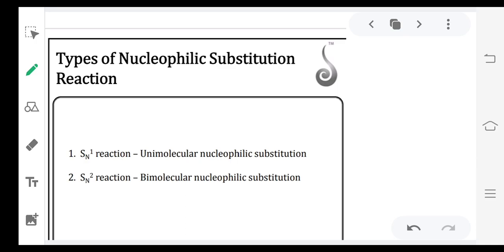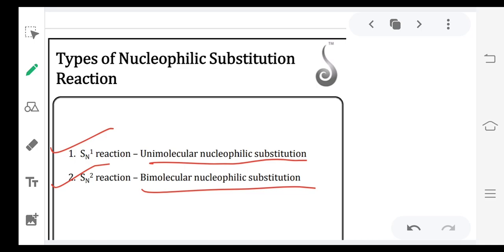So, types of nucleophilic substitution reactions. Just now we have seen that alkyl halides generally undergo nucleophilic substitution reactions easily. These are of two types, one is SN1, another is SN2 reaction. SN1 means unimolecular nucleophilic substitution reaction. SN2 means bimolecular nucleophilic substitution reaction. So first we will see the SN1 reaction.